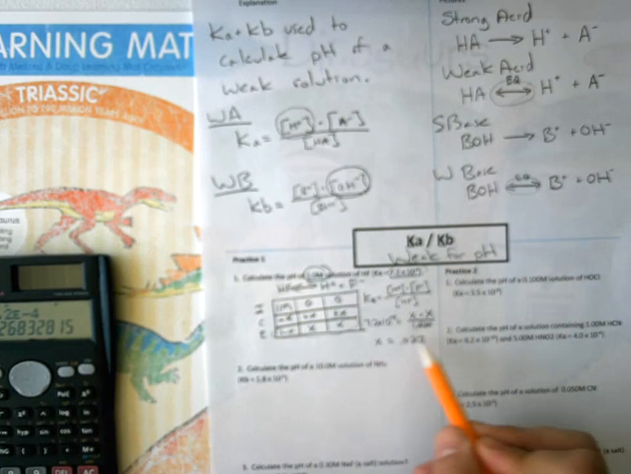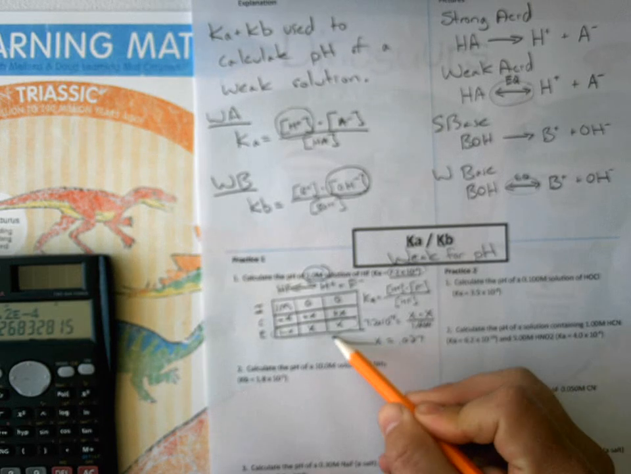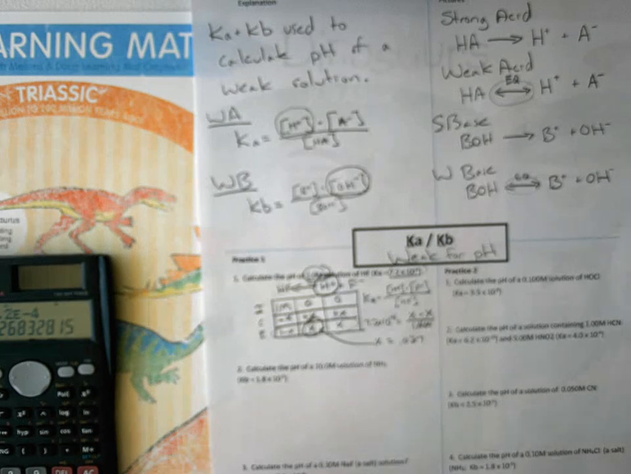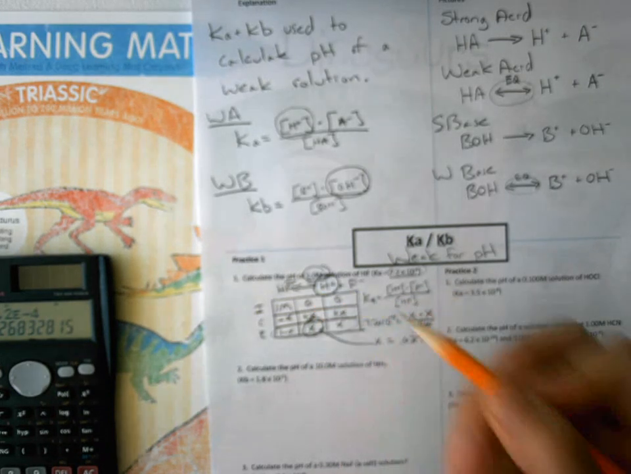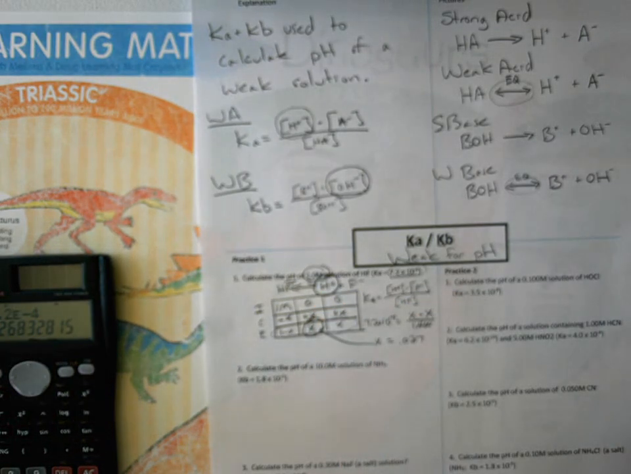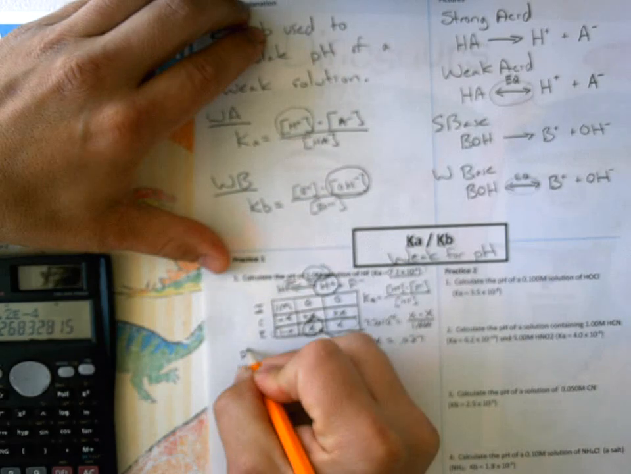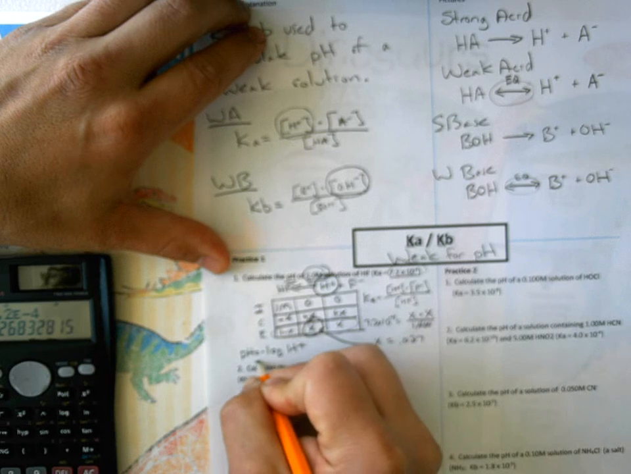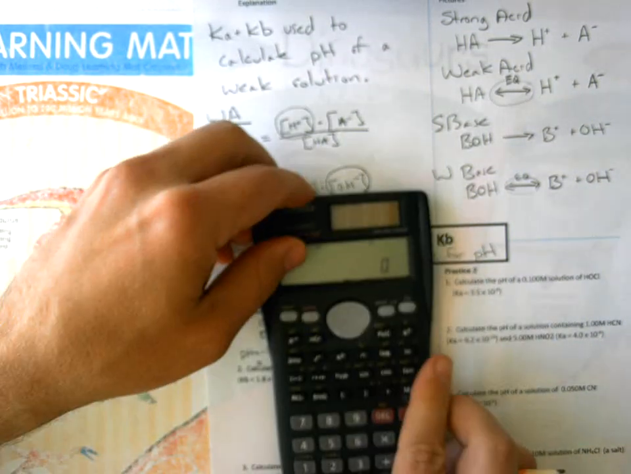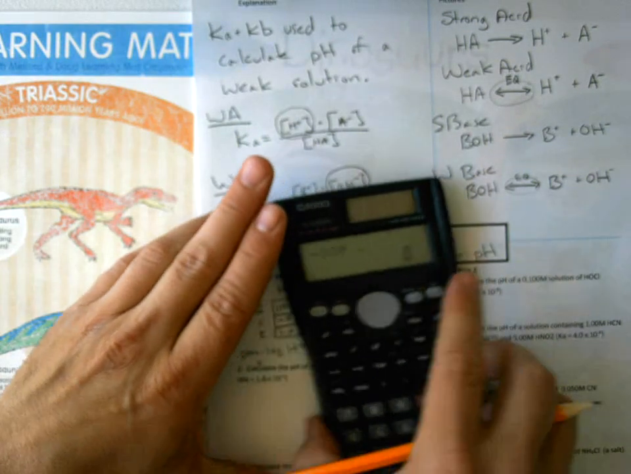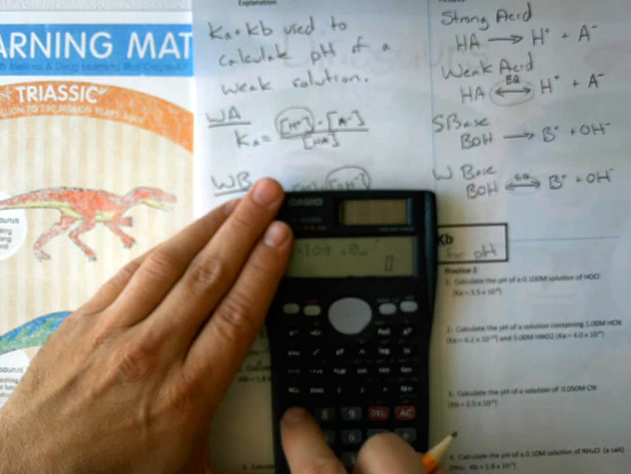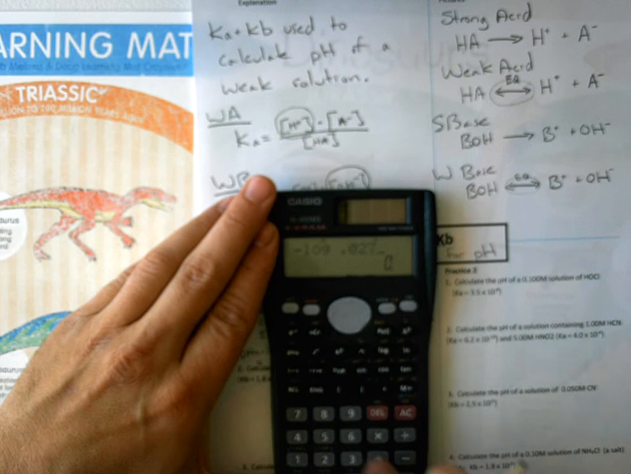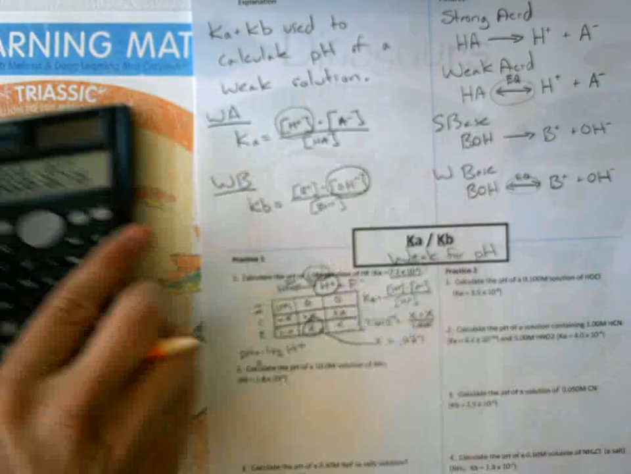Now, we're not done. X is the concentration of H plus. And this problem wasn't asking for the concentration of H plus. It was saying, what's the pH? So pH equals the negative log of H plus. And if I do the negative log of 0.027, I get 1.6, we'll say.